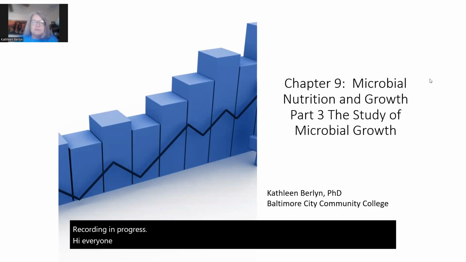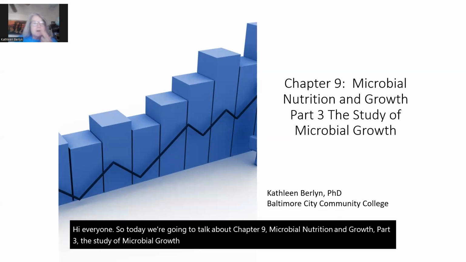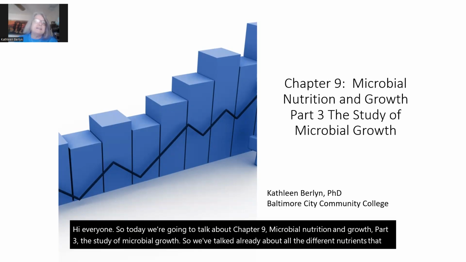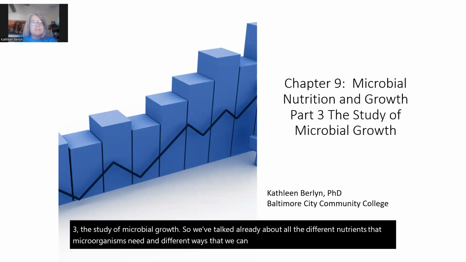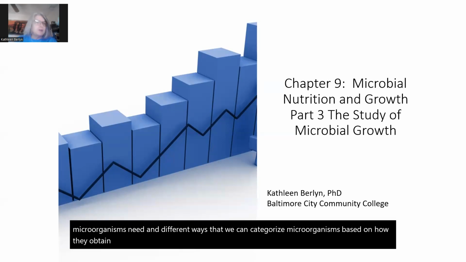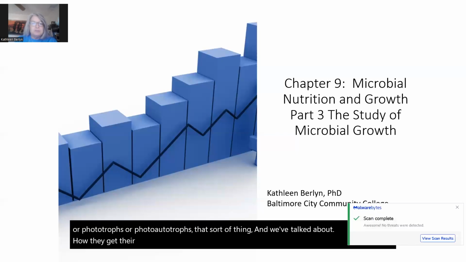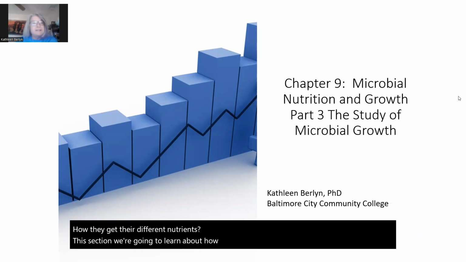Hey everyone, so today we're going to talk about Chapter 9, Microbial Nutrition and Growth, Part 3, the study of microbial growth. So we've talked already about all the different nutrients that microorganisms need and different ways that we can categorize microorganisms based on how they obtain their carbon and their hydrogen, whether they're chemoheterotrophs, for example, or phototrophs or photoautotrophs, that sort of thing. And we've talked about how they get their different nutrients. This section we're going to learn about how we study that.